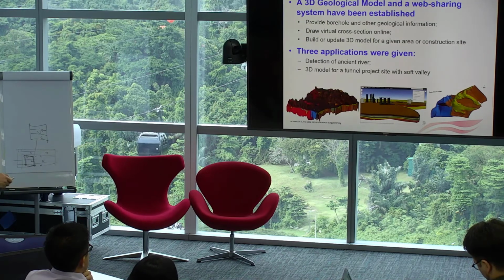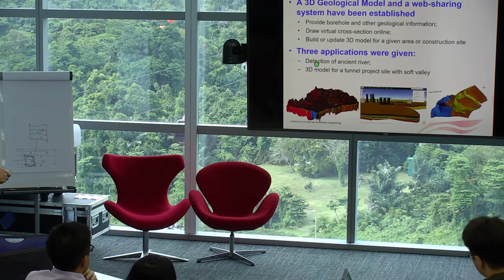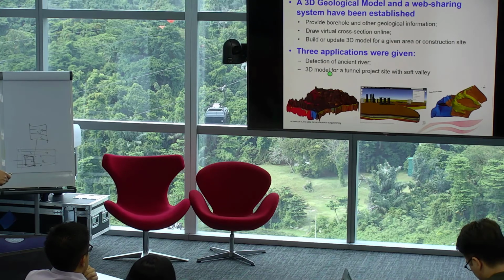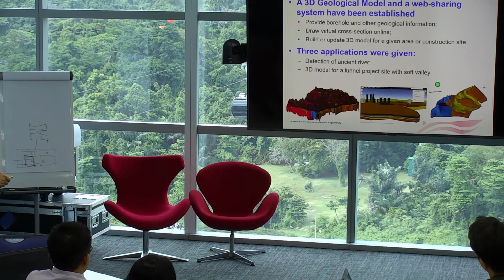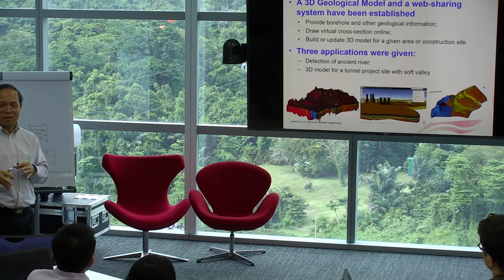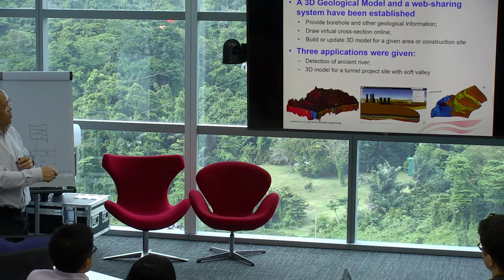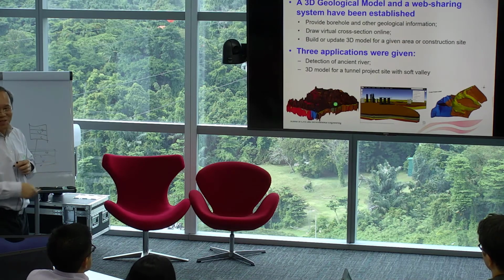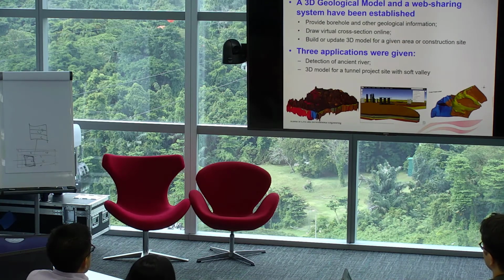I have given two examples to illustrate the application. The first one is detection of an ancient river, and the second one is the tunneling project at Bishan Park. I actually have one more example for Pongo North, but I don't think we have time to cover that. So that explains the typo here. I should have changed the 3 into 2.